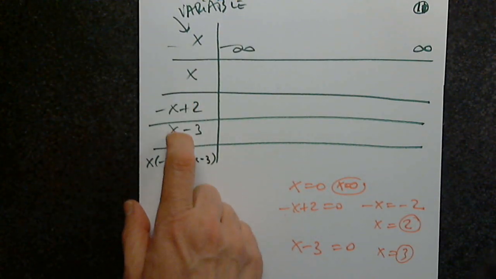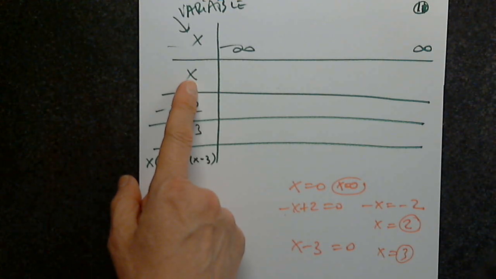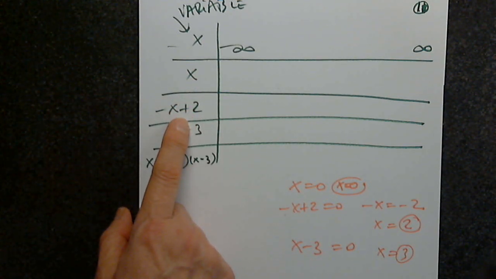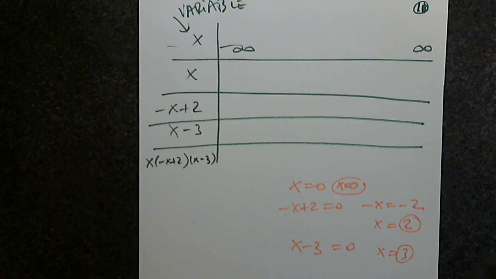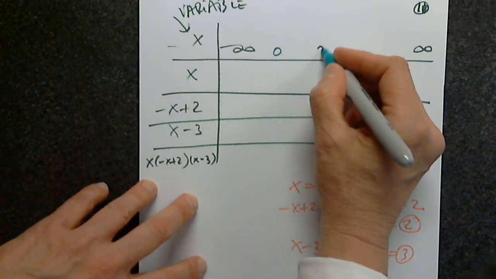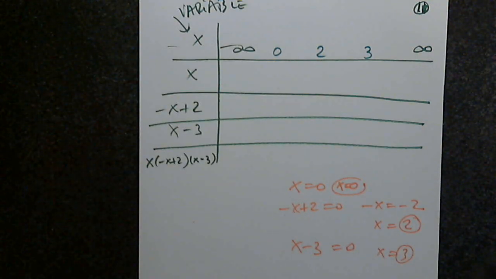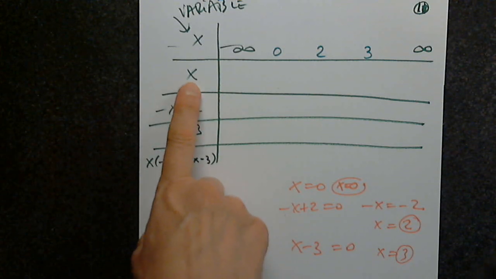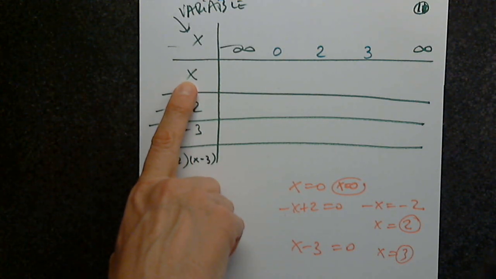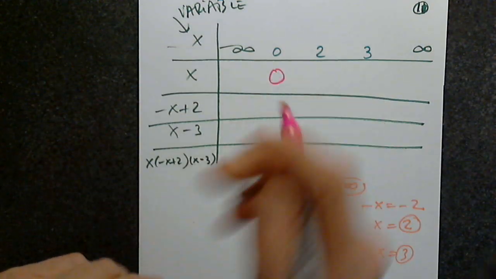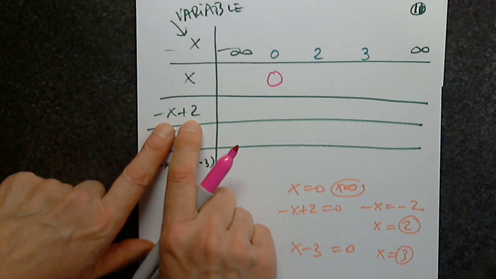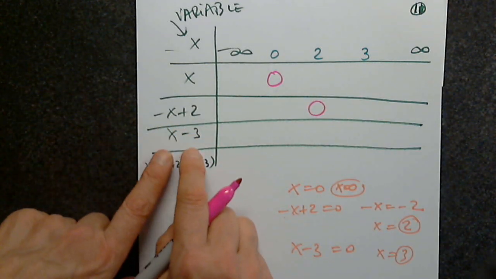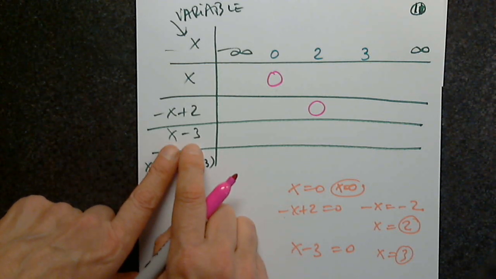The x-intercepts for all these pieces. This will cross the x-axis at 0. This will cross the x-axis at 2. And this will cross the x-axis at 3. Do we agree? So I put them in ascending order: 0, 2, and 3. Each row has to have a 0 somewhere. Under which number will I put a 0 for x? Under 0. Do you all agree with 0 under 0? Where will I put a 0 for negative x plus 2? Under 2.